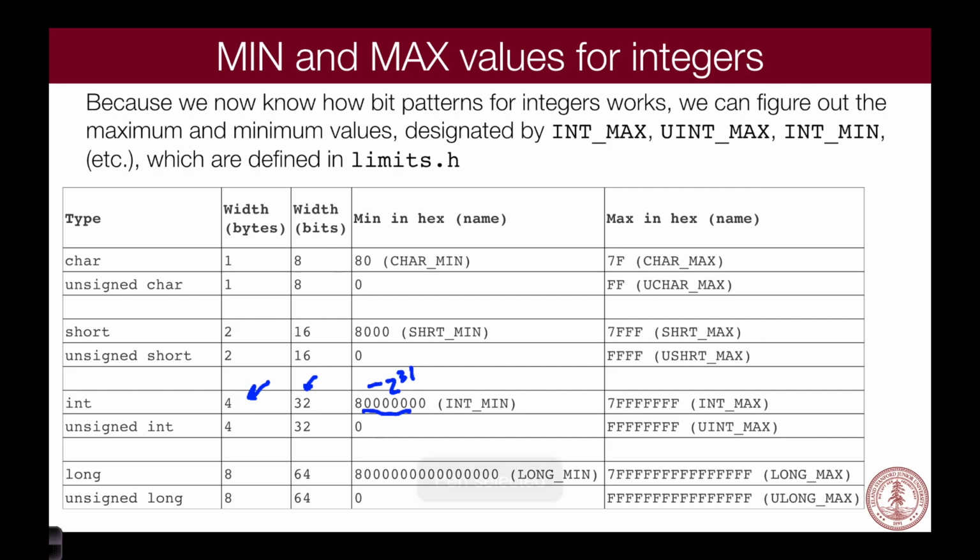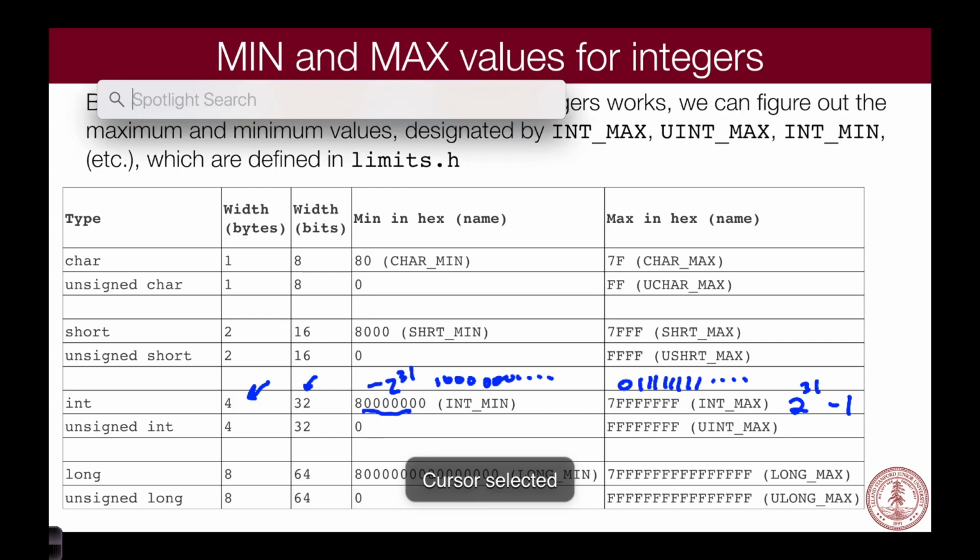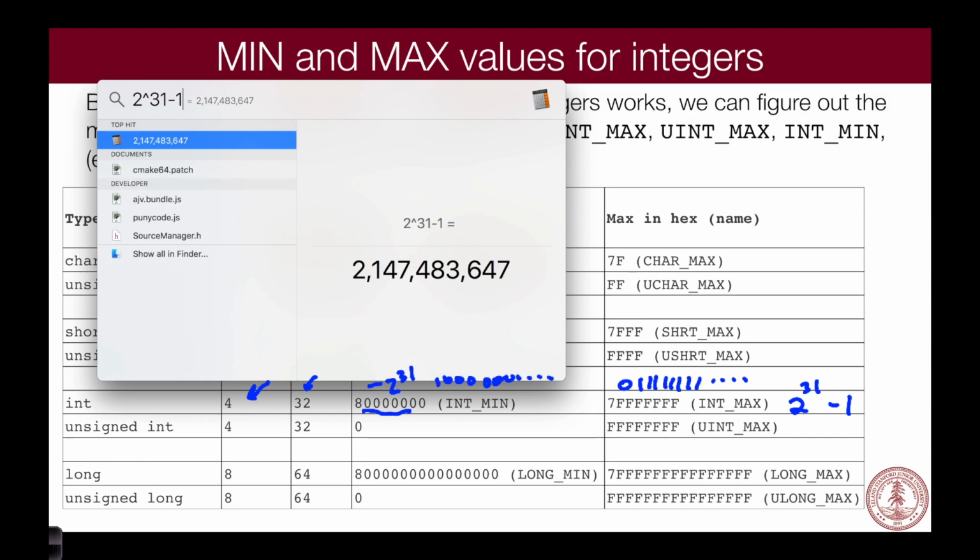By the way, remember this is just 1, 0, 0, 0, and then all zeros, 32 bits long. 7FFFFFFF is going to be 0, 1, 1, 1, and then all ones for the rest of it. This is 2 raised to the 31 minus 1. We can check that in Spotlight by doing 2 raised to the 31 minus 1. It gives you 2147483647, which is the maximum number for integers on the MIT computers.